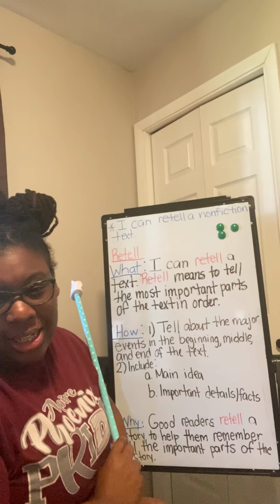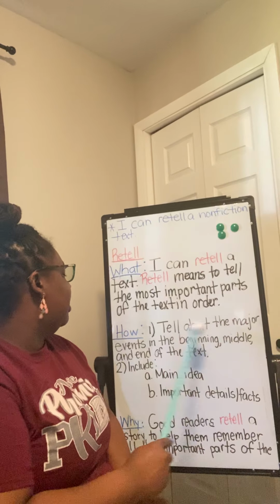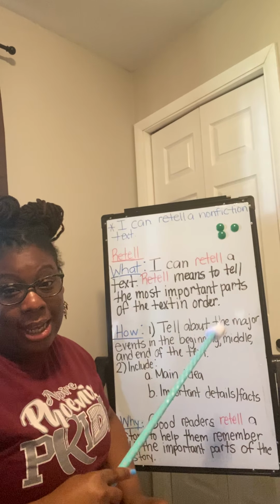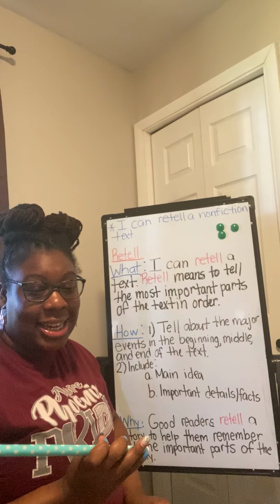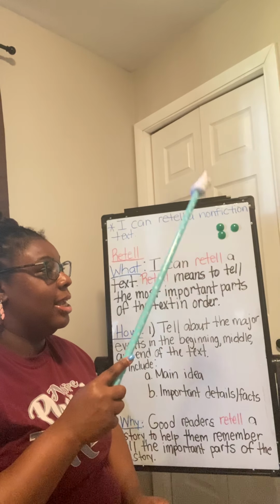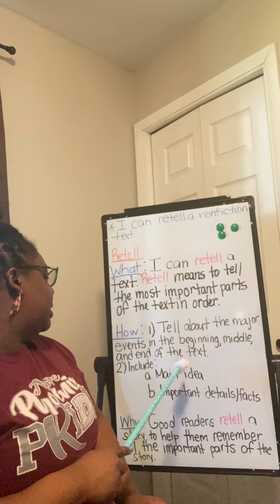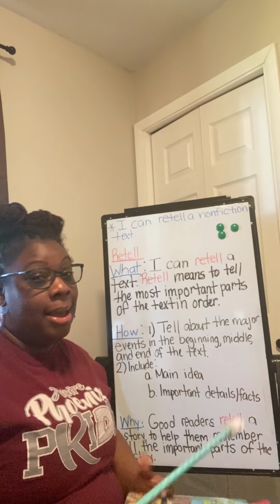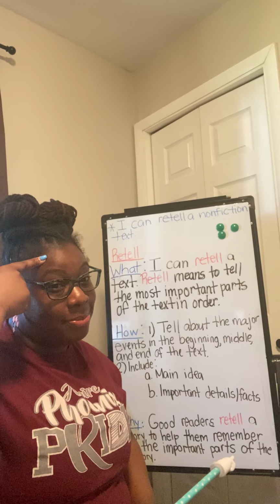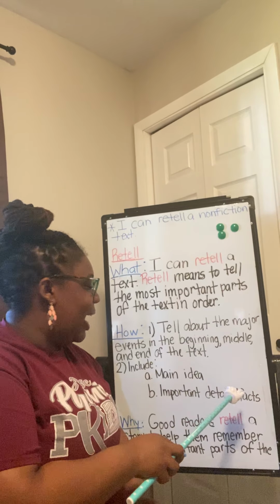How can you retell a story, right? You tell about the major events in the beginning, middle, and ending. Once again, you tell about the major events in the beginning, middle, and ending of the text. And include the main idea, what the story is mostly about, and important details and facts.